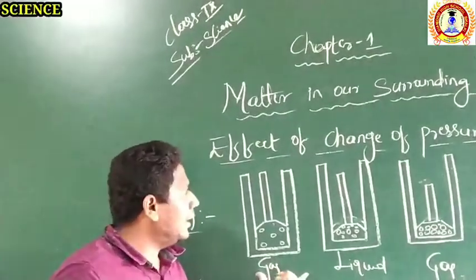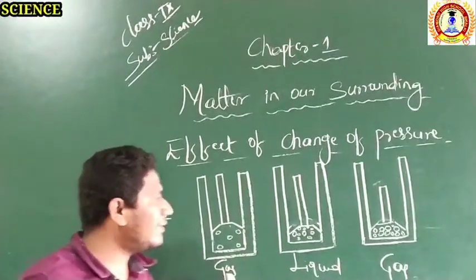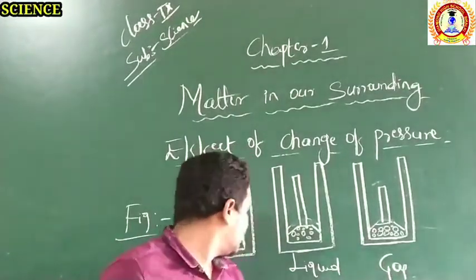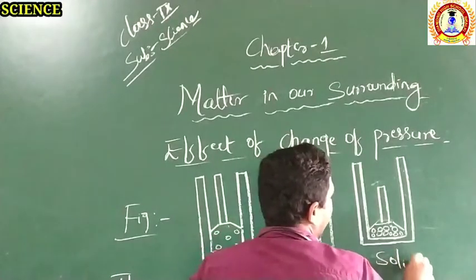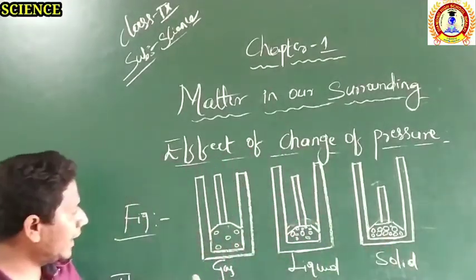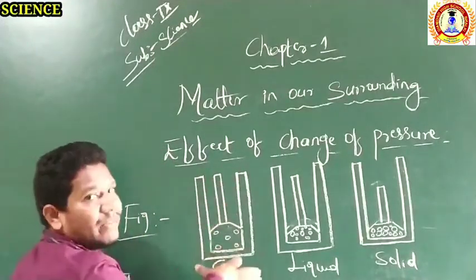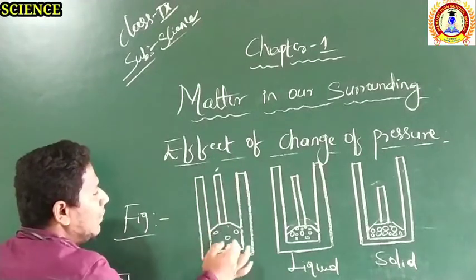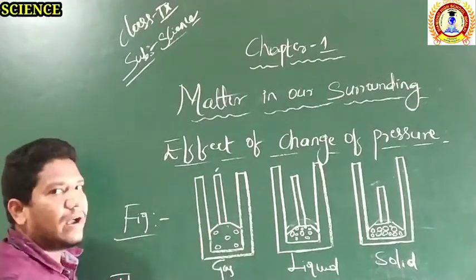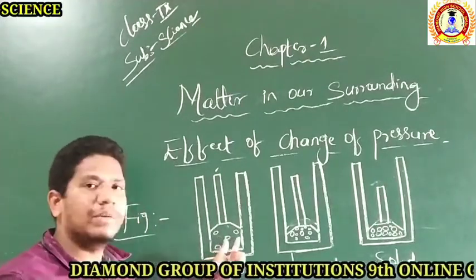So in this figure we have taken the gas, liquid and solid states. Pardon me, it's a solid. So this is a compressor. The piston is a compressor. The molecules of the gaseous state are very much away from each other. The distance is very much. The molecular space is very much.